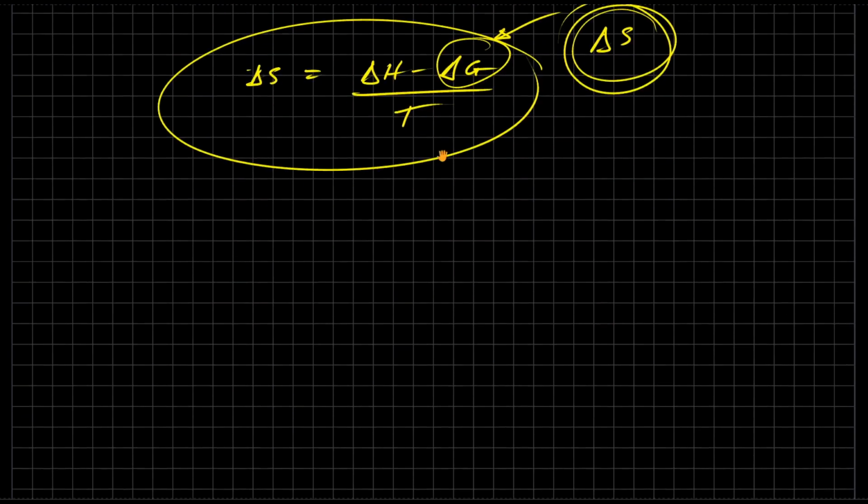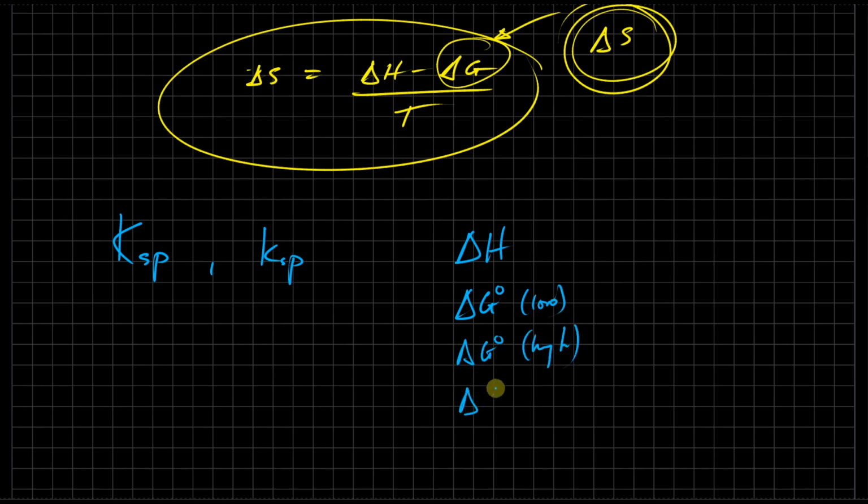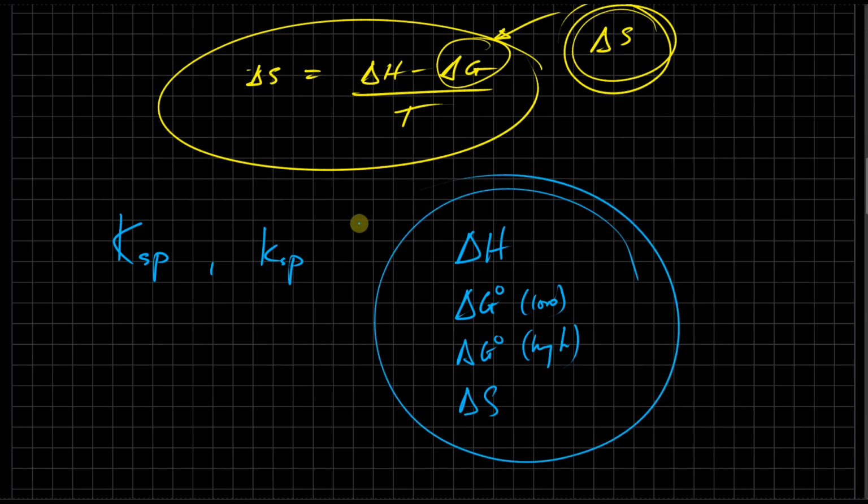So in the end of this lab, you should have been able to figure out the Ksp for this reaction at two different temperatures, a low Ksp and a high Ksp. And you're actually going to determine this a number of times from a number of trials. From those values, you should be able to calculate a delta H for the reaction, a delta G standard at a low temperature, a delta G standard at a high temperature, and a delta S for our reaction. And that's the gist of this lab.